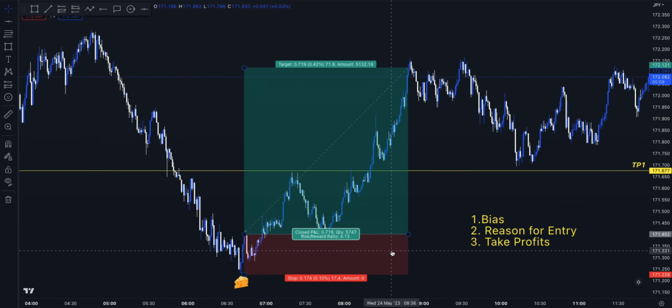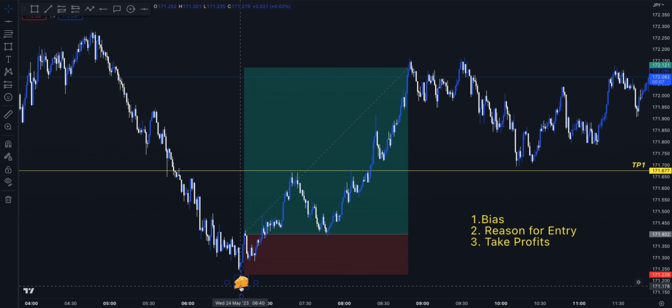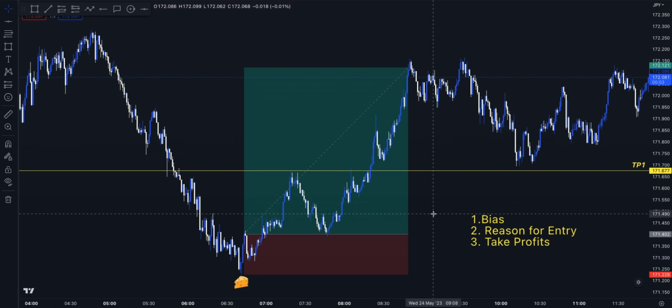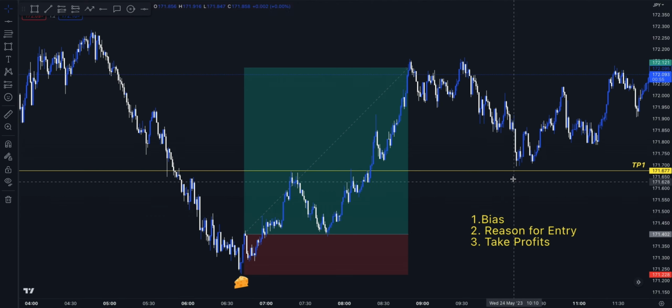Obviously, this is the trade right here that we saw today. I'm just going to leave this right here so we can see where it is. But what we're going to concentrate on is this 3-step plan here. So first of all, bias. When I talk about bias, the bias should be going off of the higher time frame. So I'm a scalper, and I take very quick trades.